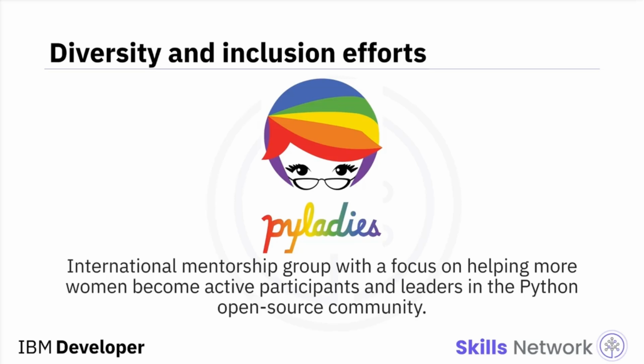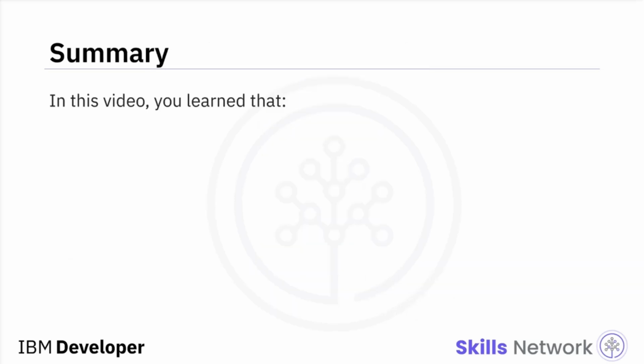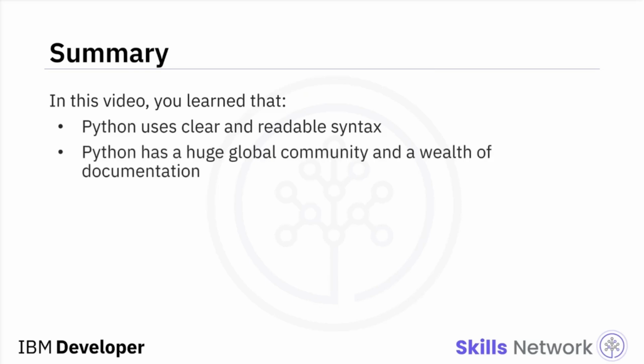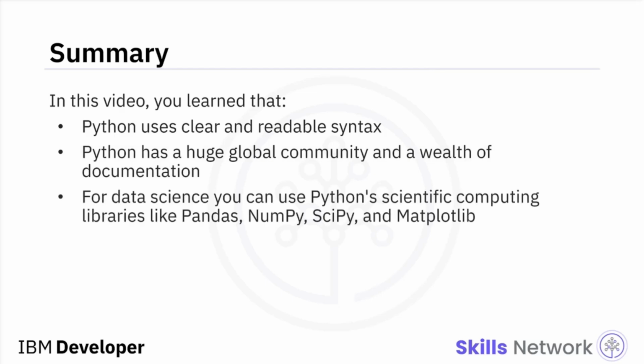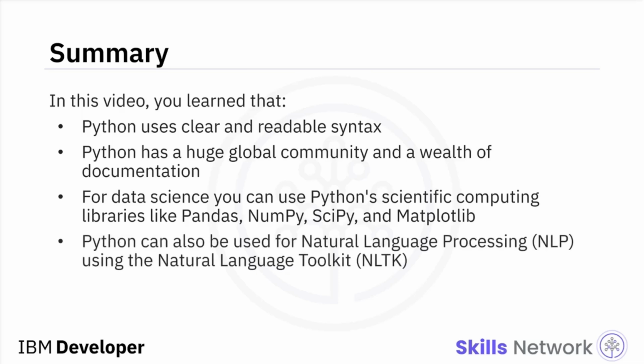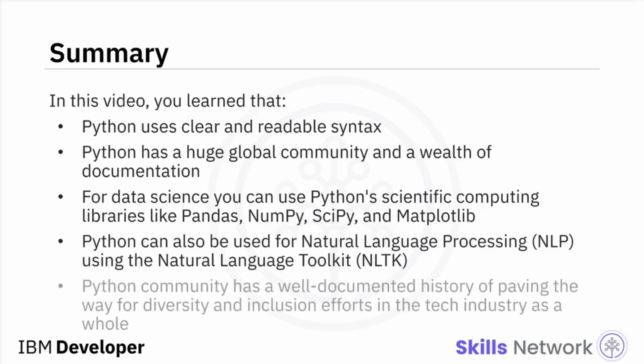In this video, you learned that Python uses clear and readable syntax. Python has a huge global community and a wealth of documentation. For data science, you can use Python's scientific computing libraries like Pandas, NumPy, SciPy, and Matplotlib. Python can also be used for natural language processing, or NLP, using the Natural Language Toolkit, or NLTK. And the Python community has a well-documented history of paving the way for diversity and inclusion efforts in the tech industry as a whole.